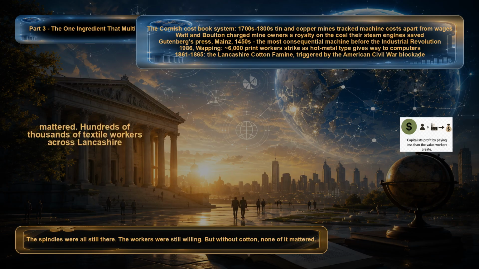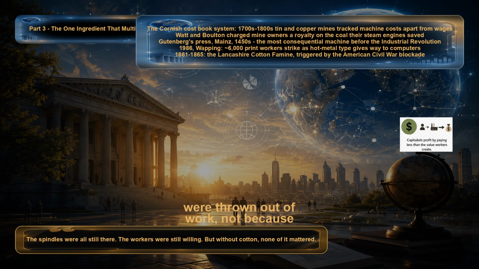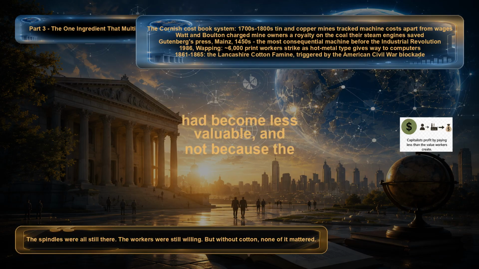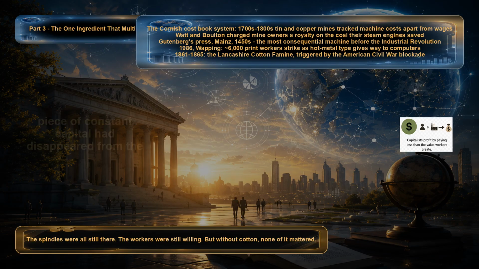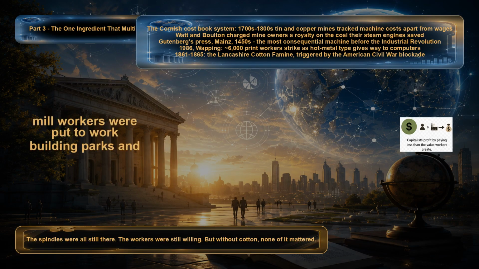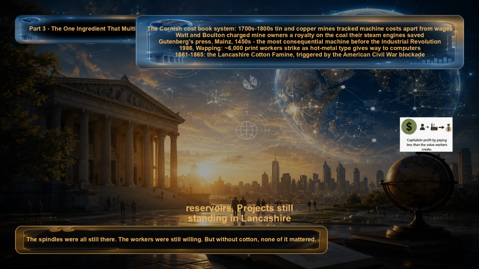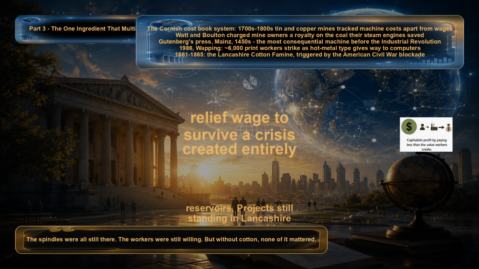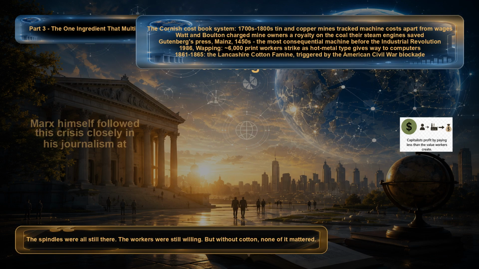Hundreds of thousands of textile workers across Lancashire were thrown out of work, not because their labor had become less valuable, and not because the machines had broken, but because one specific piece of constant capital had disappeared from the supply chain entirely. Local relief committees were formed, funded partly through public subscription, and some unemployed millworkers were put to work building parks and reservoirs, projects still standing in Lancashire towns today, paid a relief wage to survive a crisis created entirely on the constant capital side of the ledger.